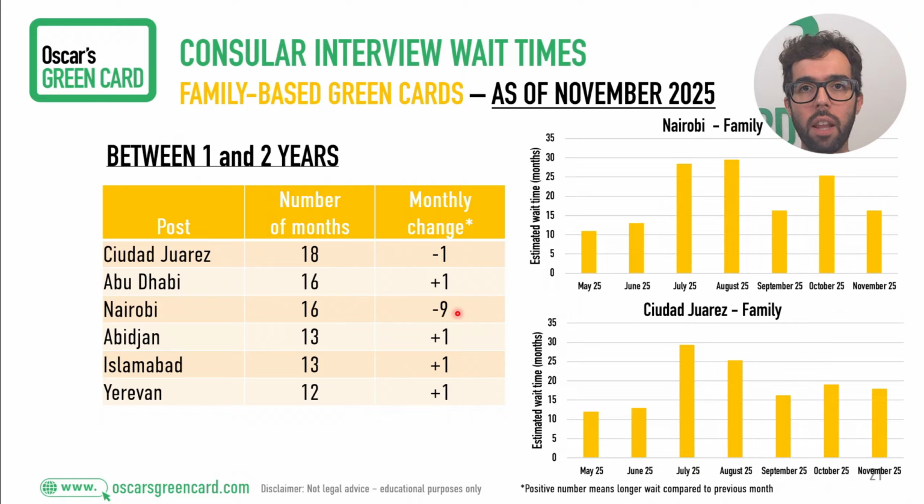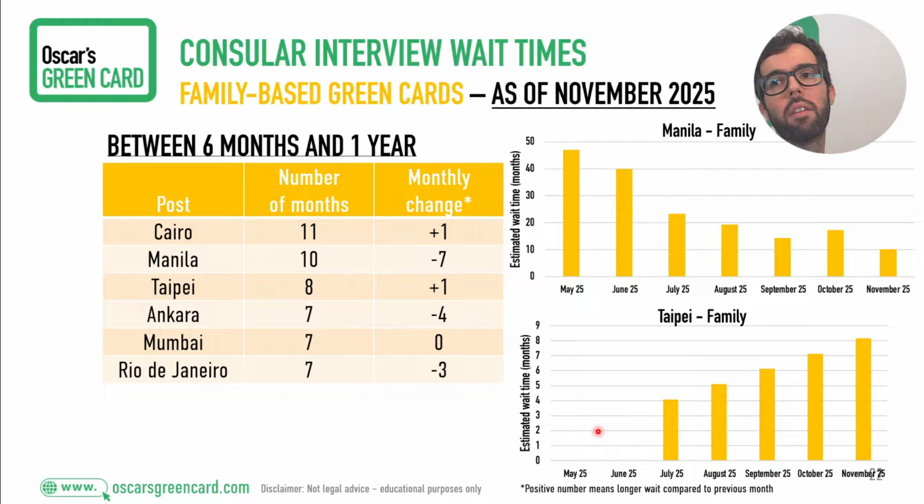And note how Nairobi has gotten better by 9 months in this report, and you have the progression here on this graph. It's also a very unstable plot where we saw September getting much better compared to the summer. Then October got worse again, and now it's getting back to the September levels. And Ciudad Juarez is also a case where we don't see much stability, and right now we are at that 18-month mark.